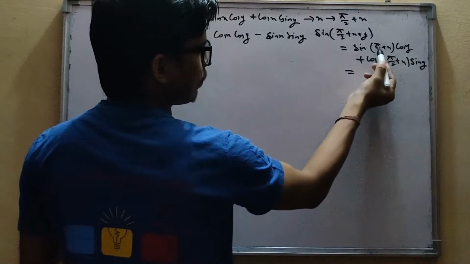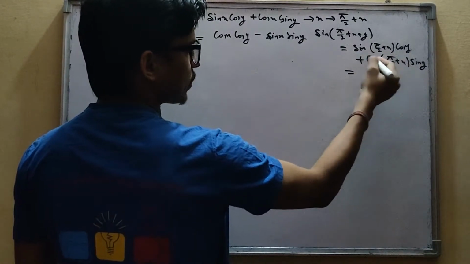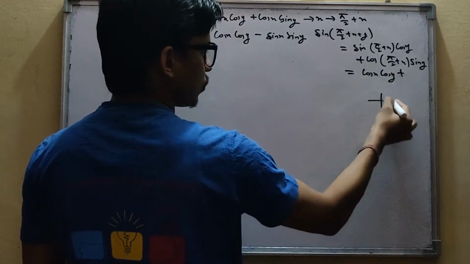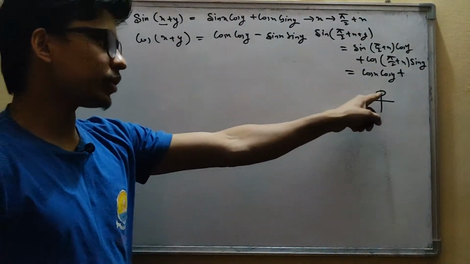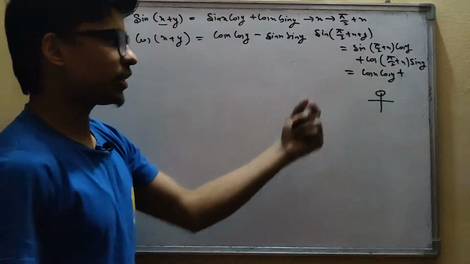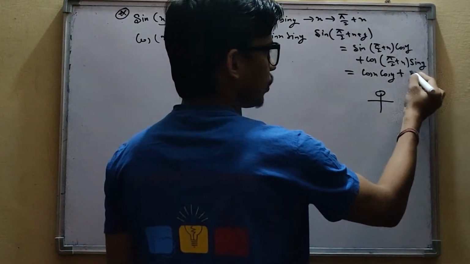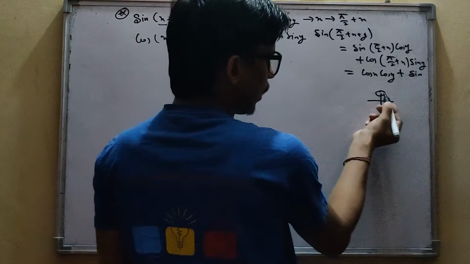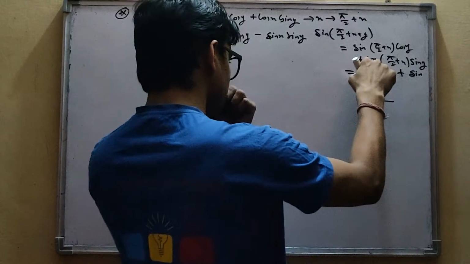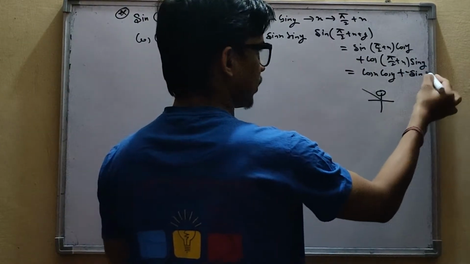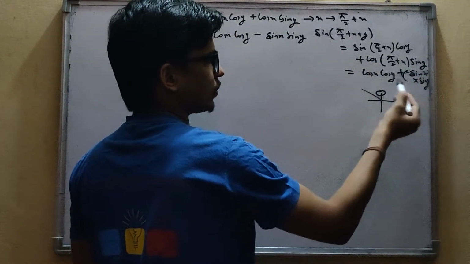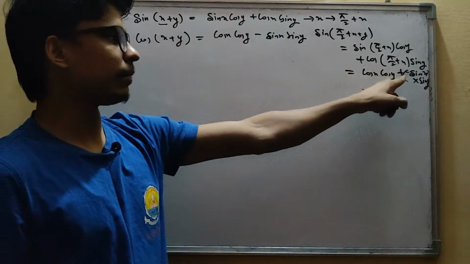Sin(pi by 2 plus x), you know that sin(90 plus x) is cos x, so cos x cos y. And here cos(pi by 2 plus x): if you are adding something to pi by 2, cos changes to sin. And since I am going into the second quadrant, where cos is negative, I have to put a negative sign into sin y. So minus sin x sin y. This is how the formula becomes cos x cos y minus sin x sin y.